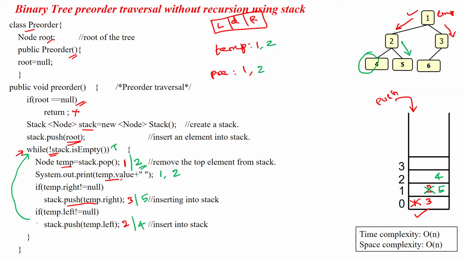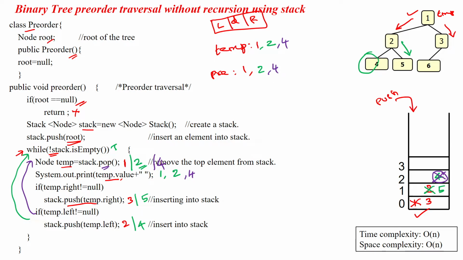Again we are checking whether the stack is empty or not empty. Yes, it is not empty. So now we are popping the top element. The top element is now 4. So 4 is popped and assigned to the temporary. Then printing the temporary value. So the temporary value is 4, now printed.